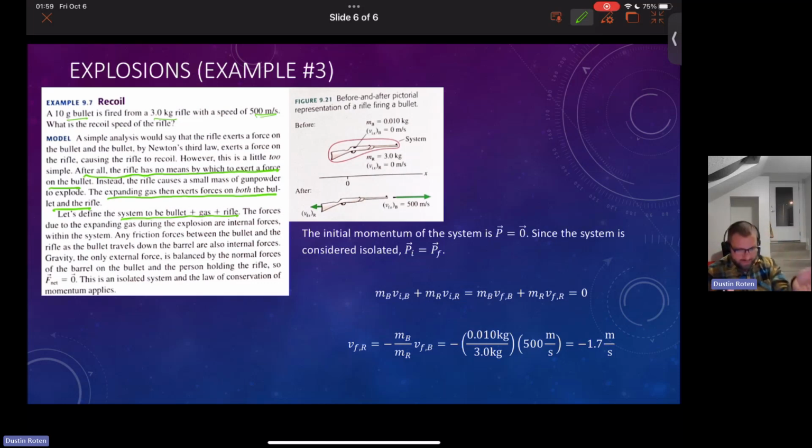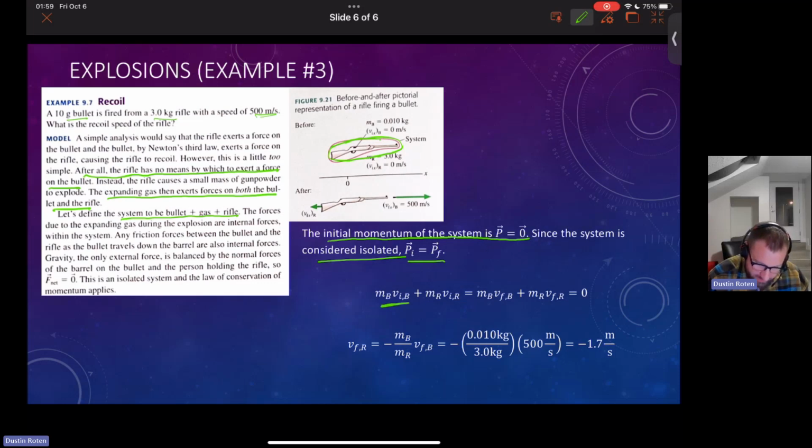So again, when we draw our system, you can see in the picture we've isolated the system. It includes everything. Forces down equal forces up, so it is an isolated system. The gravity and normal forces balance. And looking at this picture, the initial momentum of the system is 0. Which means what we start with is what we end with in an isolated system. The system is considered isolated, so the 0 has to be 0 when we finish.